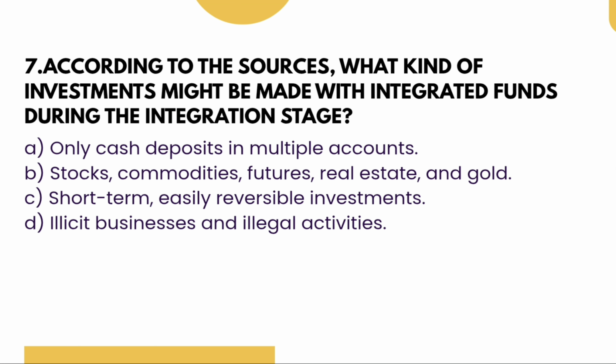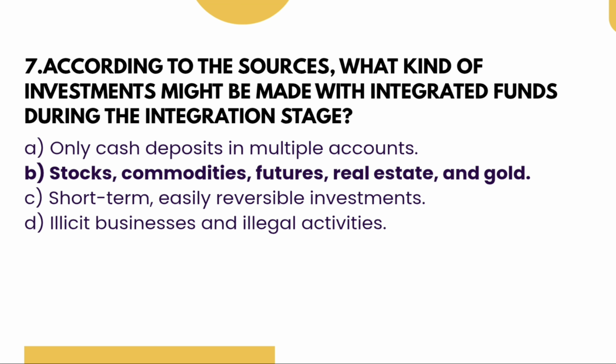Next question. According to the sources, what kind of investments might be made with integrated funds during the integration stage? A. Only cash deposits in multiple accounts. B. Stocks, commodities, futures, real estate and gold. C. Short-term, easily reversible investments. Or D. Illicit businesses and illegal activities. So, the answer is B. The money is invested in stocks, commodities, futures, real estate and gold to make the illegal money into legal.